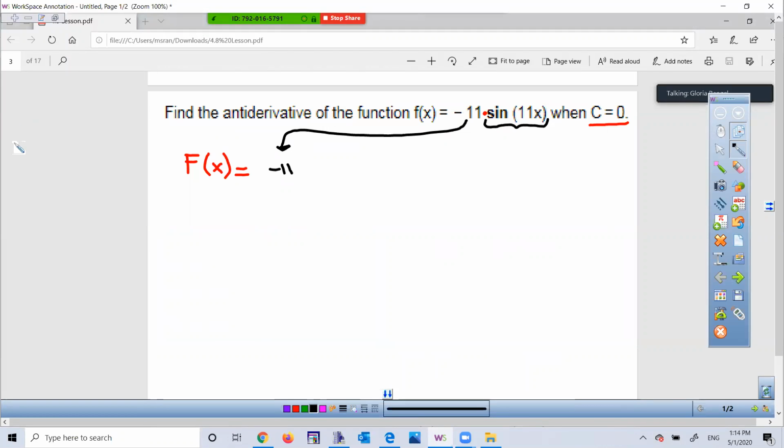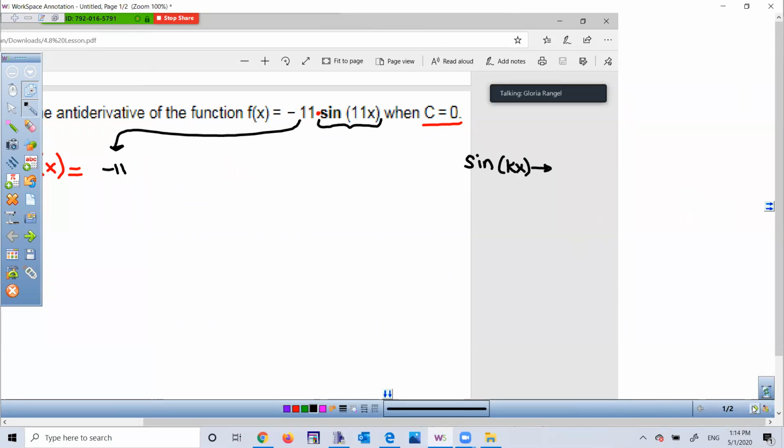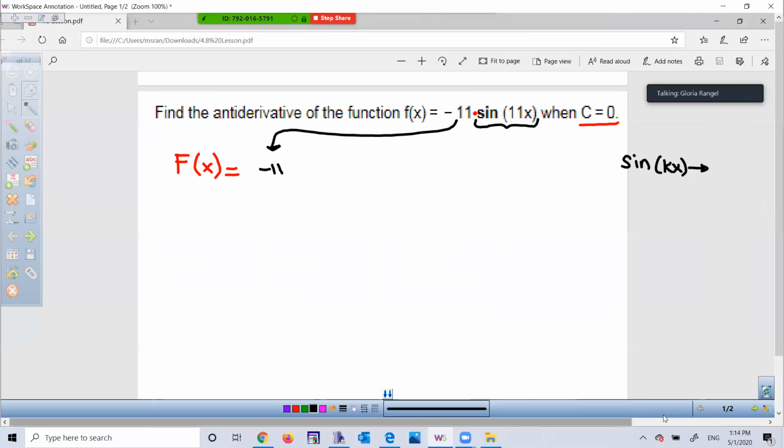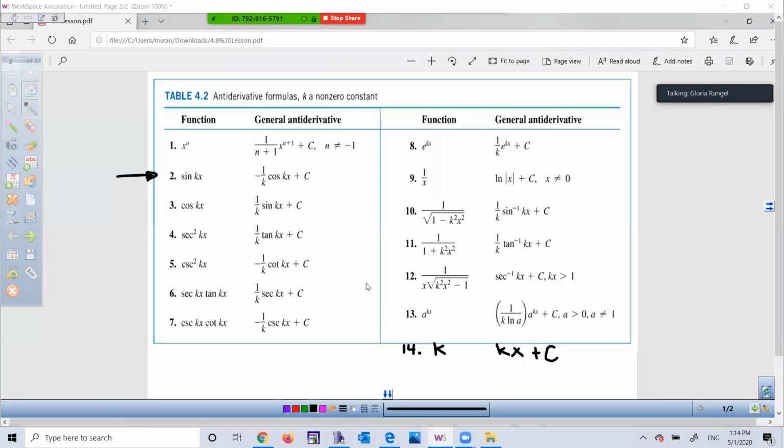So I'm gonna be using, where do I have enough space? Here to the right-hand side. Sine of kx, the antiderivative for this, it's going to be this one, -1 over k, here, -1 over k, and I think it's cosine after that. Cosine kx plus c.